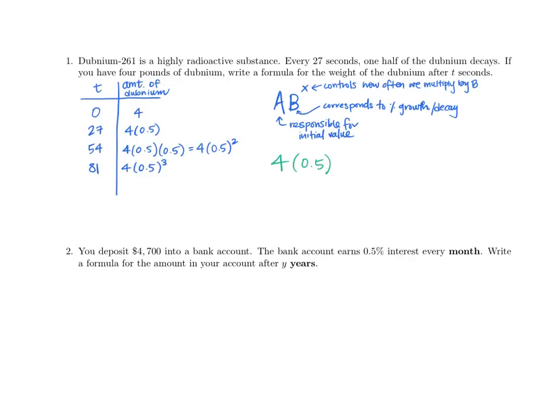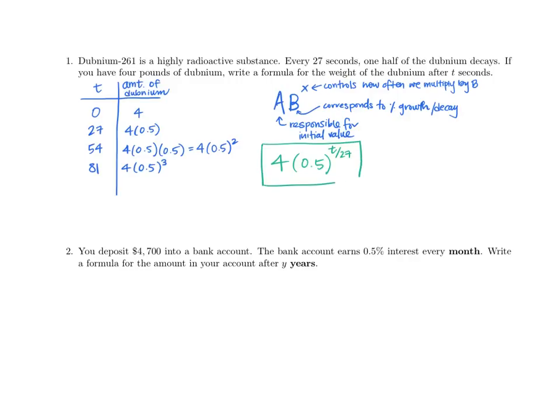All right, let's think about this. How can we connect some expression for t up in the exponent so that when you plug in 27, you get 1? That's a big hint. When you plug in 54, you get 2. When you plug in 81, you get 3. And in fact, what that means for our exponent is that we want to take t and divide by 27. Think about that.